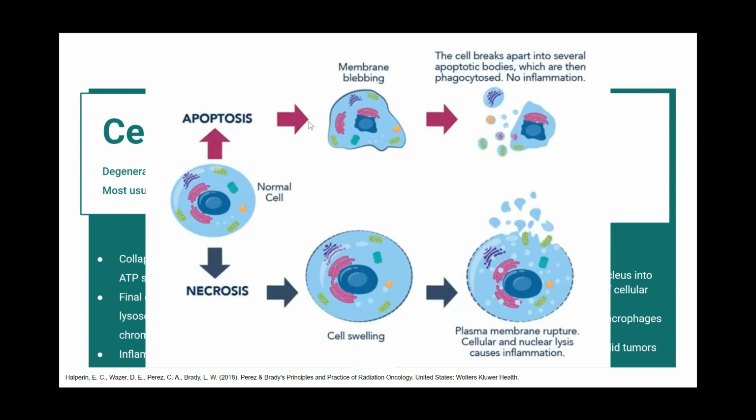So, apoptosis is basically blebbing, and the cell breaks apart, and phagocytosis takes place. While in necrosis, there is swelling of the cell, and the cell bursts out. There is nuclear lysis, and there is inflammation. Usually, apoptosis is the way to go for tumors, but in certain places, you can see necrosis also happening.